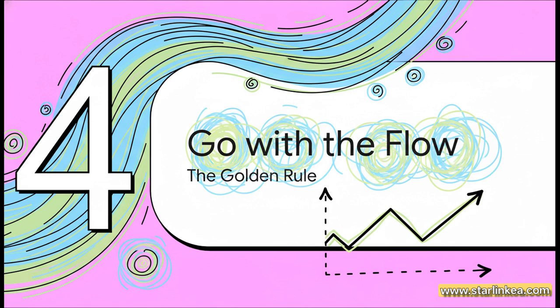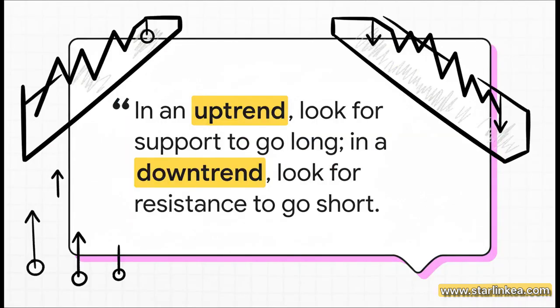Okay, so we can find the direction, we can see the path. Now what? What do we do with this information? Well, it all comes down to one golden rule. You've got to go with the flow. This quote right here, this is basically the entire strategy in a nutshell. Going long just means you're buying, hoping the price goes up. Going short means you're selling, betting the price will fall. So in an uptrend, you look for opportunities to buy when the price pulls back to its floor. And in a downtrend, you look to sell when it bounces up to its ceiling.